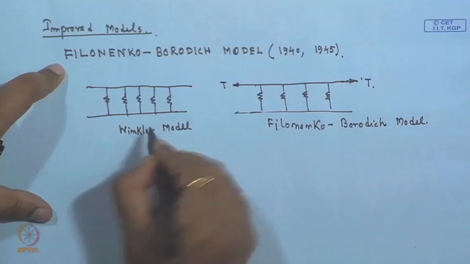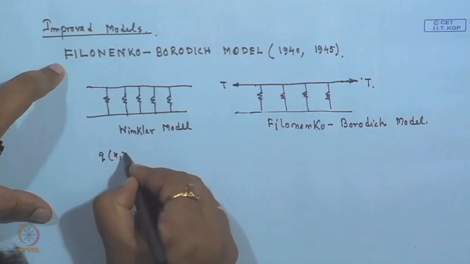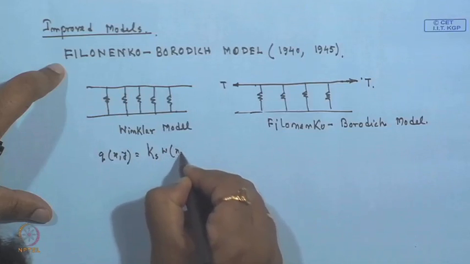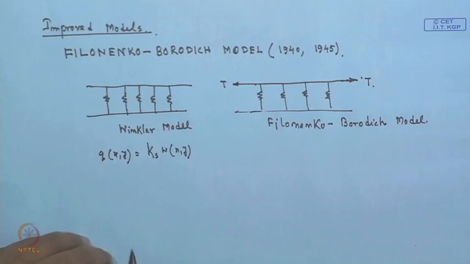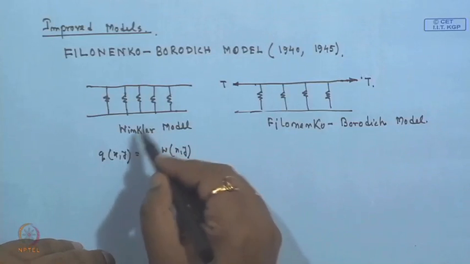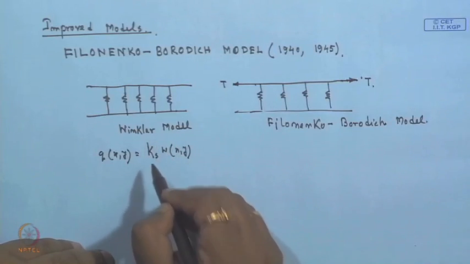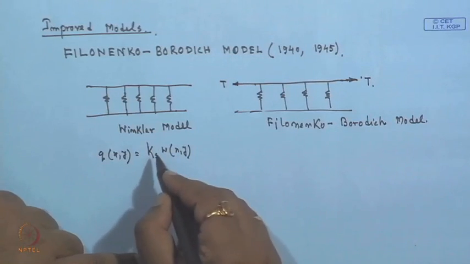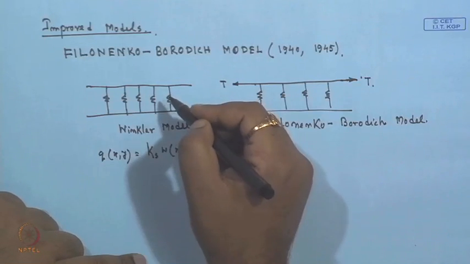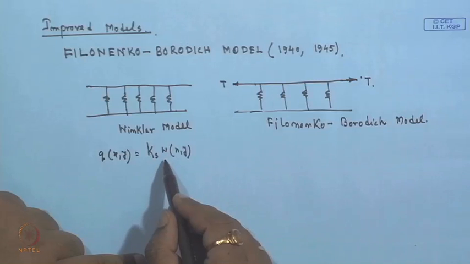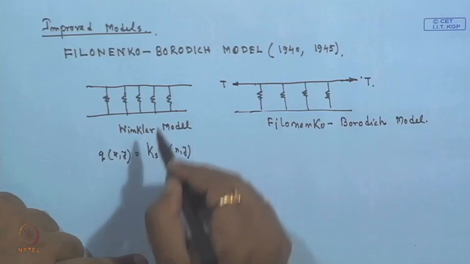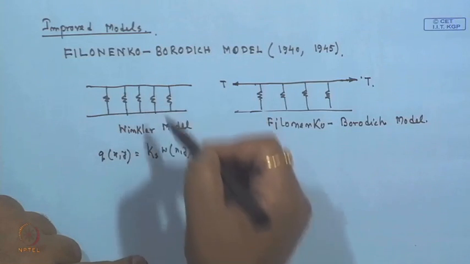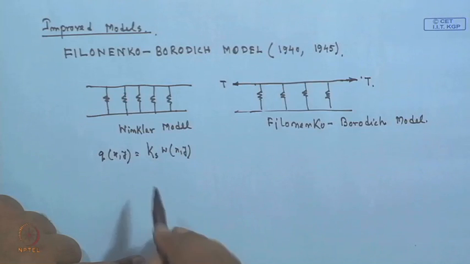Now in the Winkler model, as we mentioned, our q was equal to Ks into w(x,y). That was the expression for the Winkler model. So, in the Winkler model, the only parameter involved is Ks, that is the modulus of subgrade reaction. So, if we know the spring constant or modulus of subgrade reaction of the soil, then if we apply the load, we can determine how much settlement we will get by using the Winkler model. Because if we know the load and the modulus of subgrade reaction of the soil, then we will get the deformation of that point.